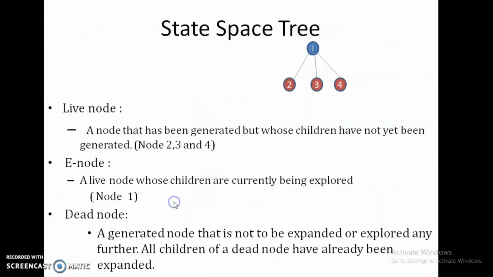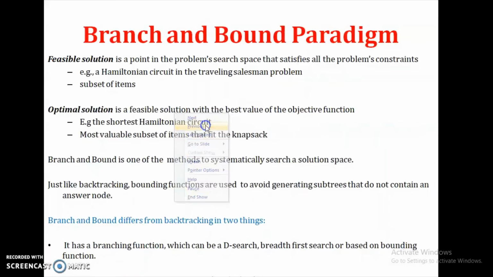It is similar to the backtracking technique, but in backtracking we use depth first search, whereas here we are going to use breadth first search. Before that, we will see the similarity between backtracking and branch and bound. In backtracking, we use a bounding function to avoid generating subtrees that do not contain an answer node. Here also we use a bounding function, but in branch and bound we use breadth first search, D search, or least cost search based on bounding functions.